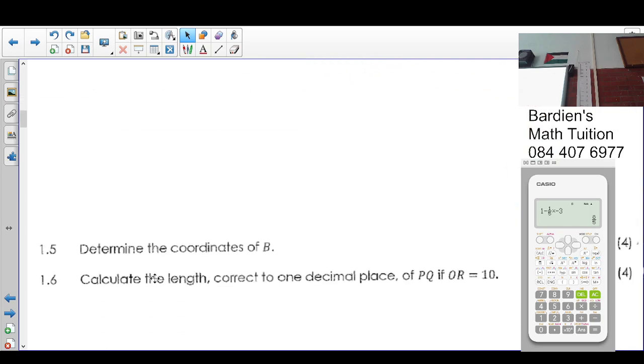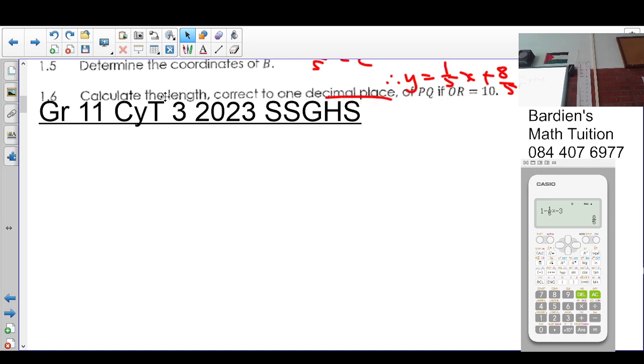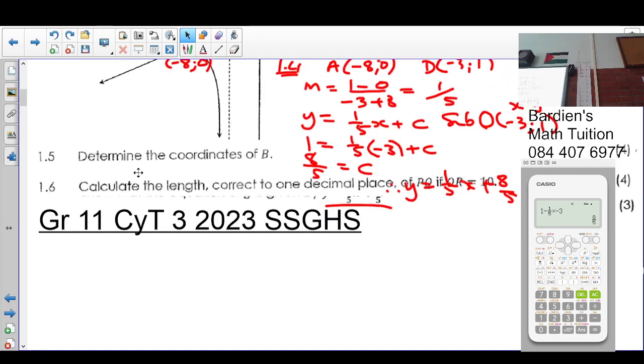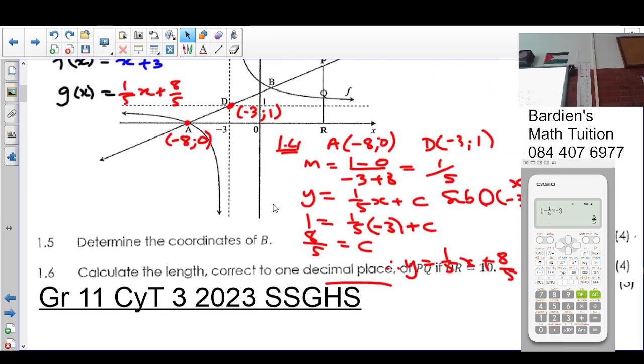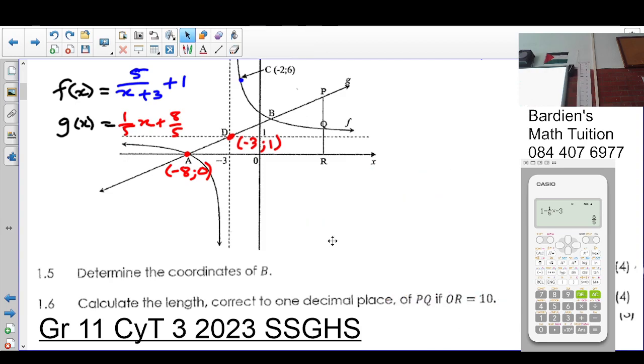Okay, so another question. Calculate the coordinates of B. People, what is B? B is your point of intersection of the two graphs, not so? B is the point of intersection. How do we work out points of intersection?